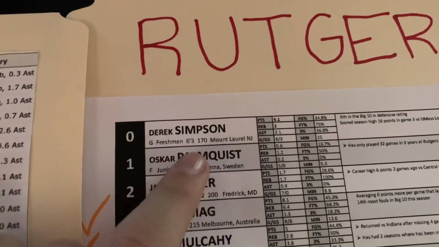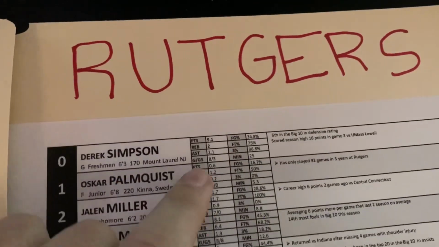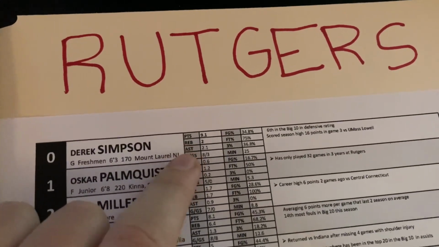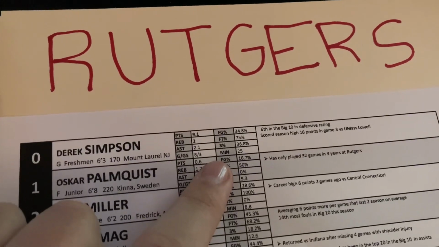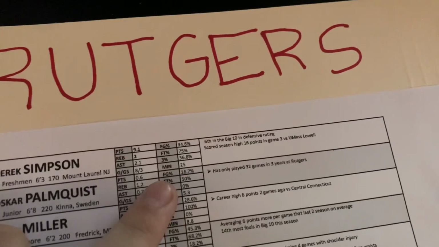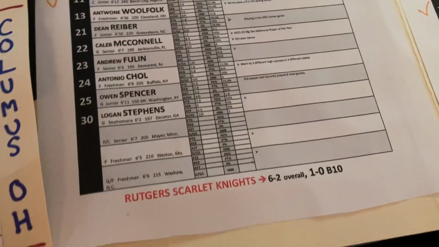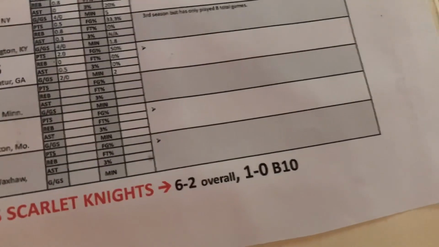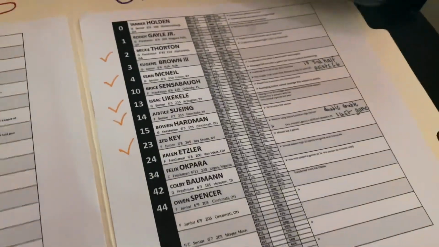Freshman guard, he's 6'3", 170 out of Mount Laurel, New Jersey. Here's his average points, rebounds, assists, games and games started, field goal percentage, free throw percentage, 3-point percentage, and minutes per game, along with about 1, 2, 3 stats for each player. Same thing goes for all of Rutgers. And then I got conference and overall record down there. Check marks are probable starters. Same over here with Ohio State. Probable starters, all of their roster.